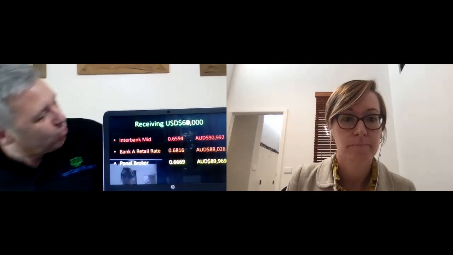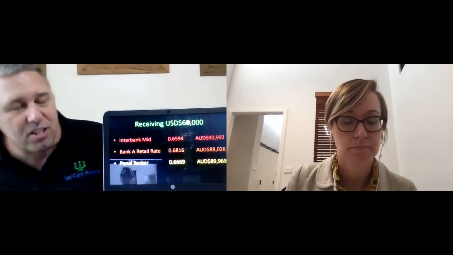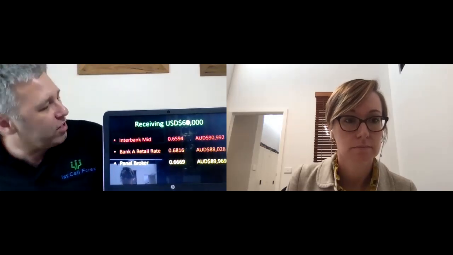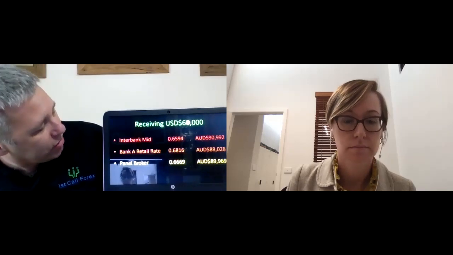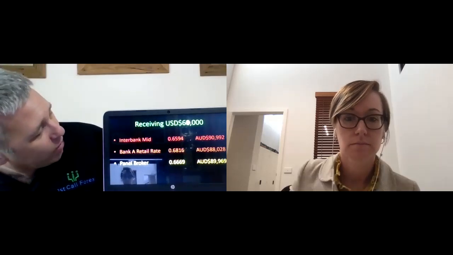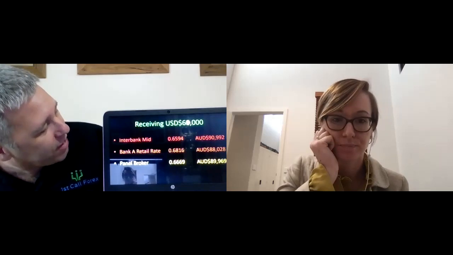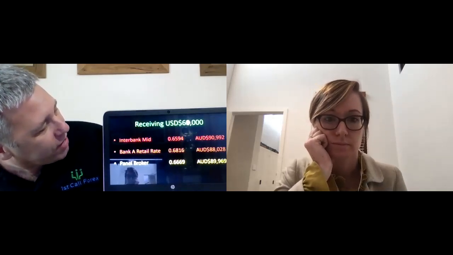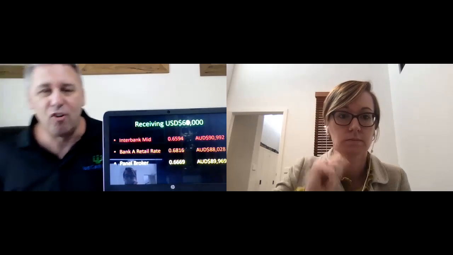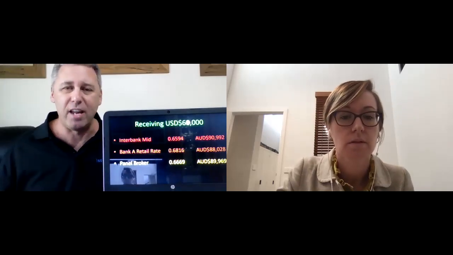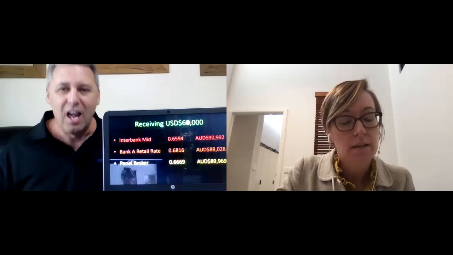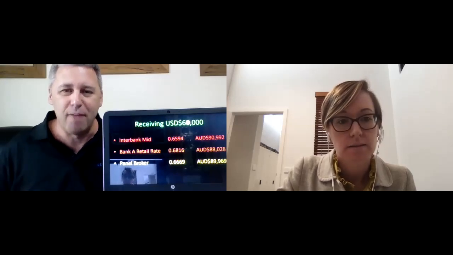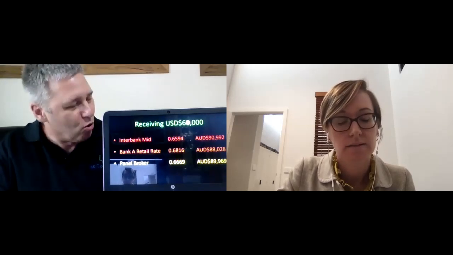If you flip it the other way, when people are receiving, so in the case of the inheritance, if you're receiving a $60,000 inheritance, we can see here that one bank will give you 88,000 Australian dollars. The broker will give you nearly 90,000, and interbank mid is at around that 91. So everyone needs to make money, whatever they do. Brokers and banks make money. It's just the banks generally make a bit more.